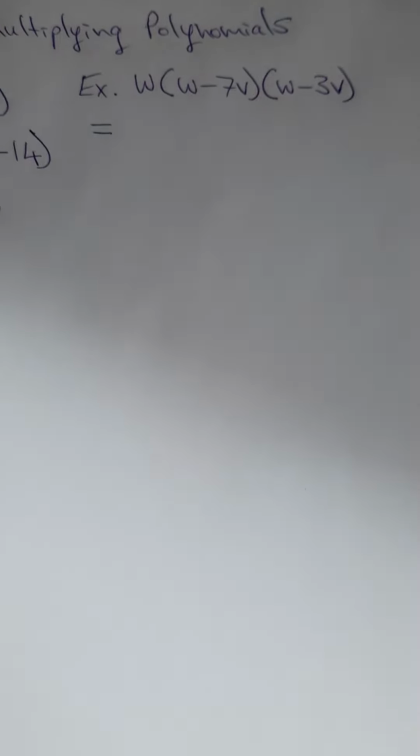All right, so I'm going to write it right here. So let's do this one. I have w times the quantity w minus 7v, and then w minus 3v. So it looks similar to the first example that we did, but I just added in the v here as an extra variable. So let's keep the w outside. And again, we're just going to do the binomials and open up the brackets here.